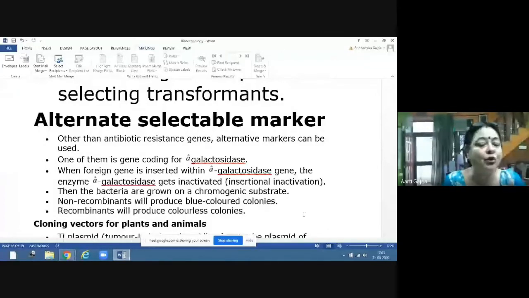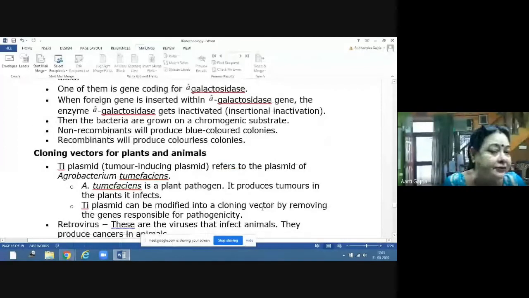Clear? Now, cloning vectors for plants and animals. We were talking about the prokaryotes. Now in plants and animals, when we are talking about eukaryotic cells, then cloning vectors for plants and animals should be taken. The most commonly used vectors for plants are tumor-inducing plasmids. Now, what is a tumor? Tumor is uncontrolled growth of a mass of cells.